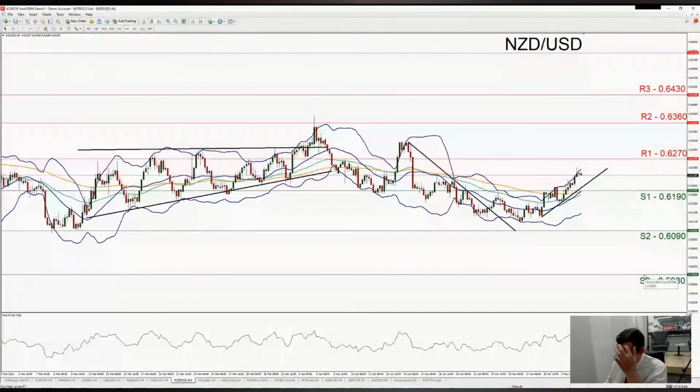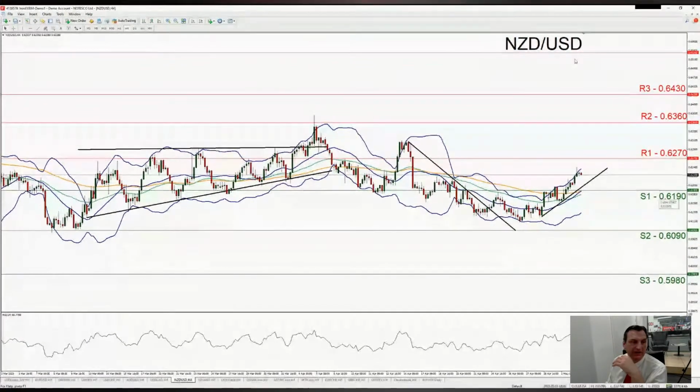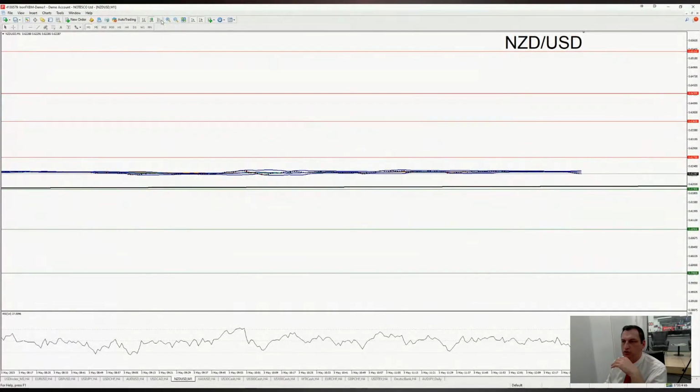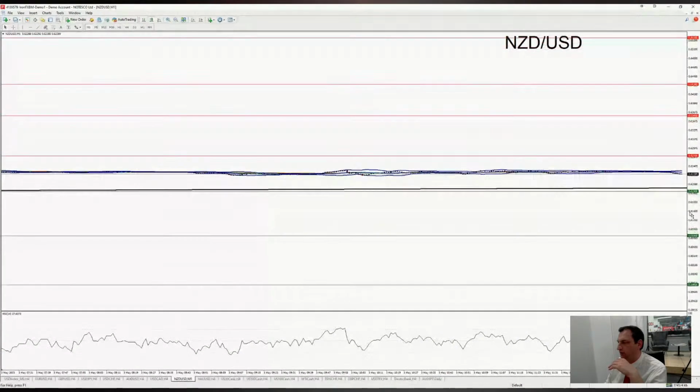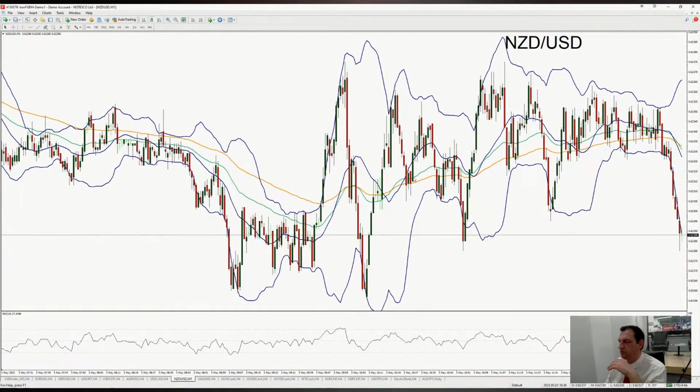Now, before we discuss direction, I would like to have a look at what happened with the release of the New Zealand employment data. Let's drill to the 1 minute chart, unlock the chart, widen it. It's a beautiful movement here. And what had happened is that we had got the New Zealand employment data.